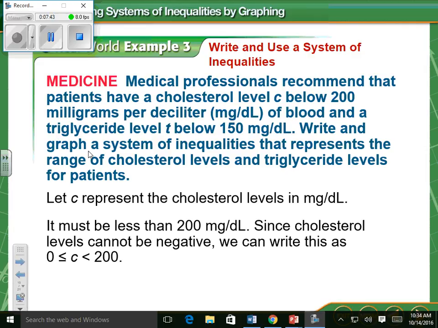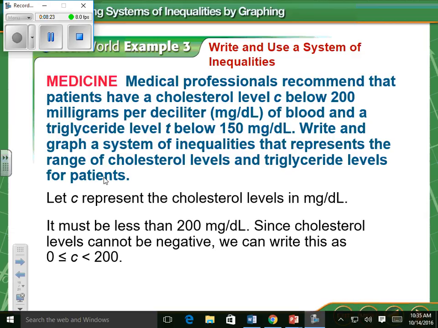Here we have a word problem where we need to create two inequalities, and then look at the shaded area. Patients that have a cholesterol level C, which is below 200, and a triglyceride level of T, which would be below 150. That's recommended levels.